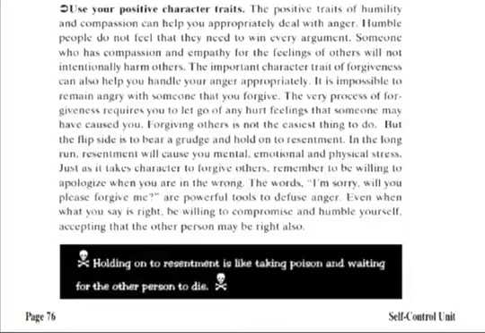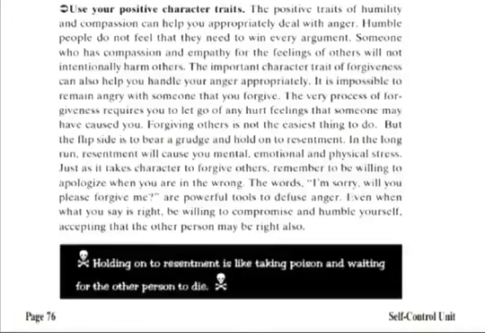But the flip side is to bear a grudge and to hold on to resentment. In the long run, resentment will cause you mental, emotional, and physical stress. Just as it takes character to forgive others, remember to be willing to apologize when you are in the wrong. The words, "I'm sorry, will you please forgive me," are powerful tools to diffuse anger.